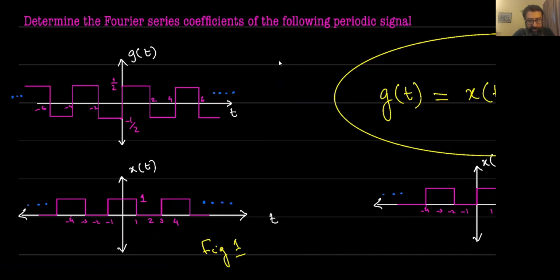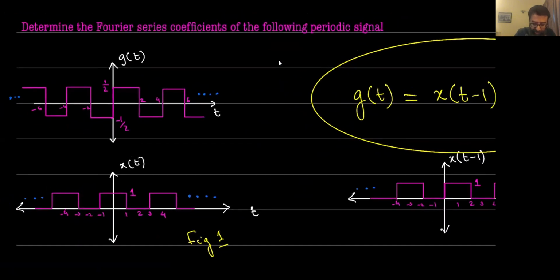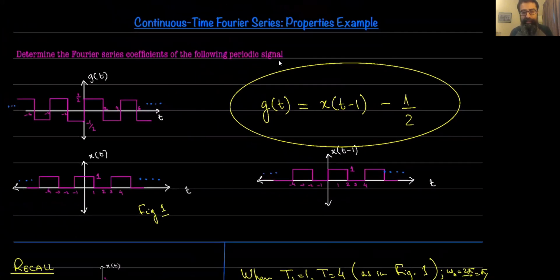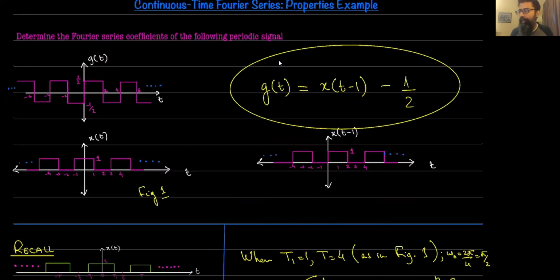Rather, through the properties, I'm going to try to relate g of t with x of t here. Okay, so it turns out g of t is equal to x of t minus 1 minus half. Does everybody see that? Okay, so this is something I uploaded yesterday, all right? So g of t equals x of t minus 1 minus half. And so let me begin by asking, about this example, does anybody have questions?